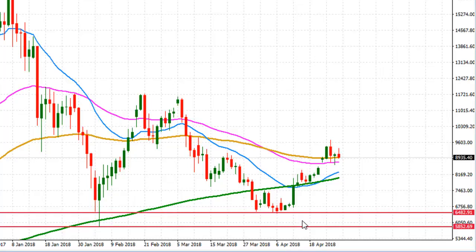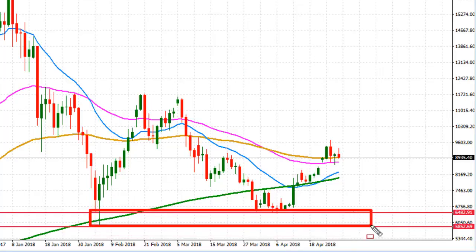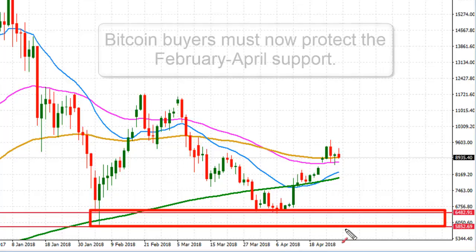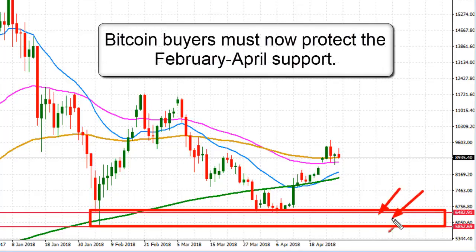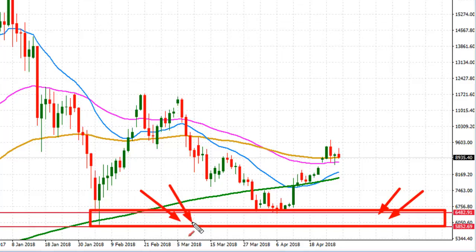So that becomes our base now. So remember, this is our base. This becomes our foundation level. And remember, the foundation must not break for the structure to remain intact. So the Bitcoin market must now respect this foundation level that is forming here. It must respect market structure.